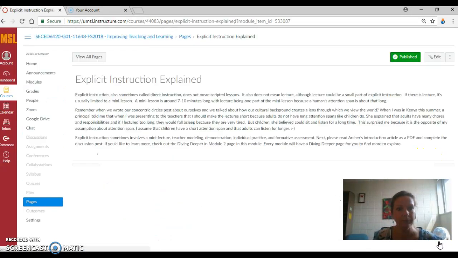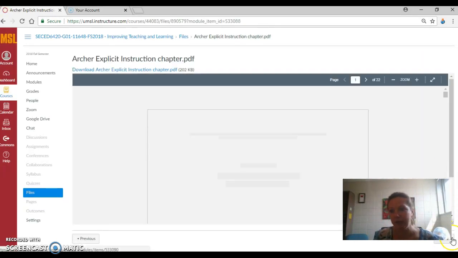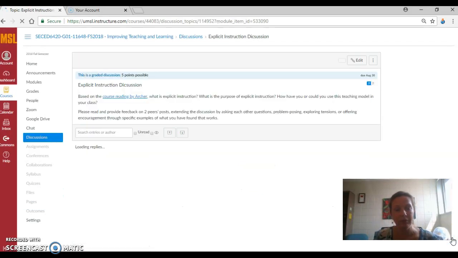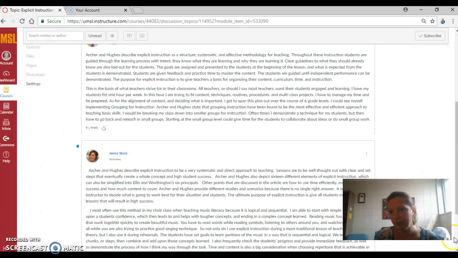And next. This explains explicit instruction in my own words. Here is the PDF reading. After you complete the reading, you will then do this discussion board, and please provide feedback on at least 2 peers' posts. So the discussion board is due August 30th, and then you have 2 days to respond to at least 2 peers, so September 1st for this one.